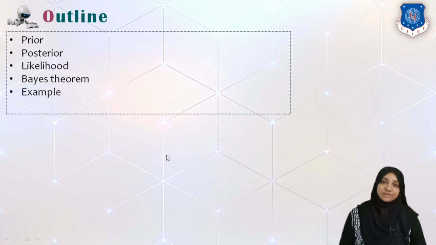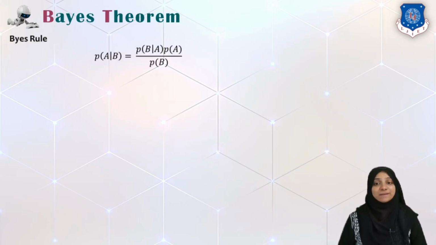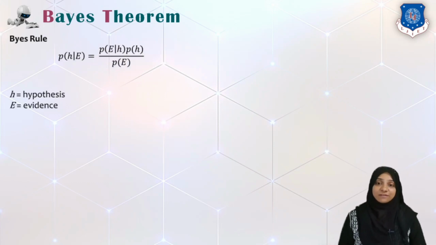Hi, in today's video we will try to learn Bayes' theorem, which is based on Bayes' rule. So let us start with Bayes' rule. Bayes' rule states that the probability of event A given event B is equal to the probability of event B given A, times the probability of A, divided by the probability of B. Bayes' theorem states the same formula but with two different components instead of events A and B.